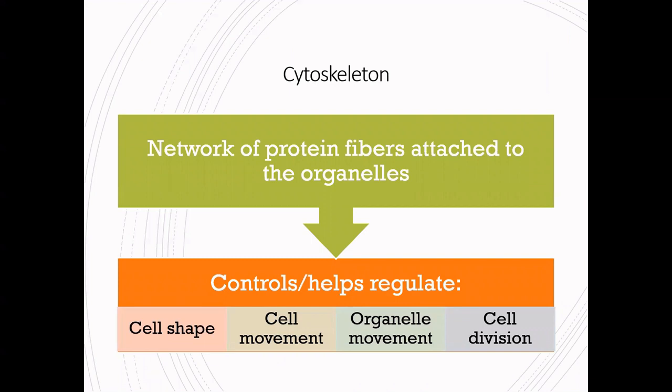Last thing we have to talk about is the cytoskeleton. The cytoskeleton is a network of protein fibers attached to the organelles. They control and help regulate the shape of the cell, the movement of the cell, the movement of the organelles within the cell, and cell division. Without them, everything would just be completely free-floating and would change depending on motion or orientation of the body. And that's not really good for us, so the cytoskeleton helps keep that from happening.